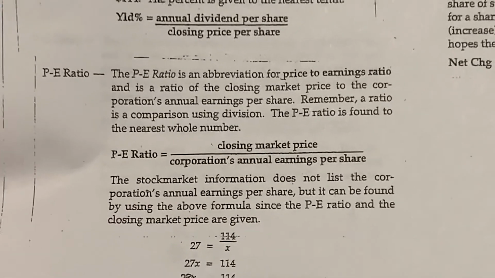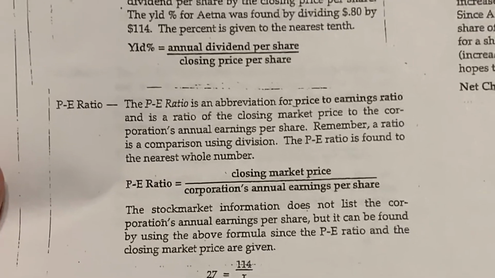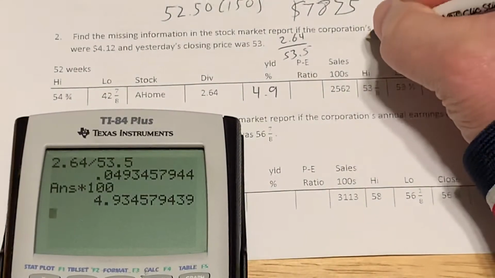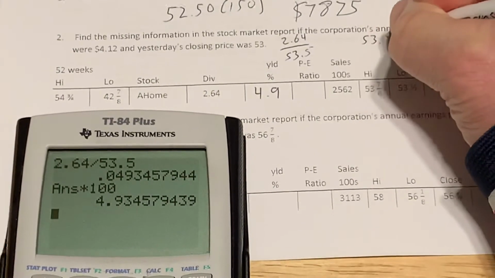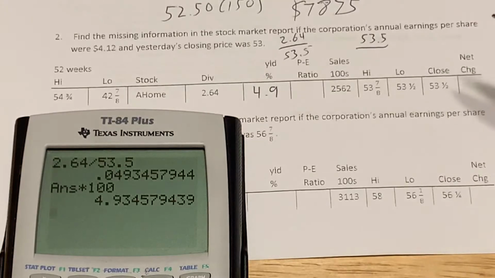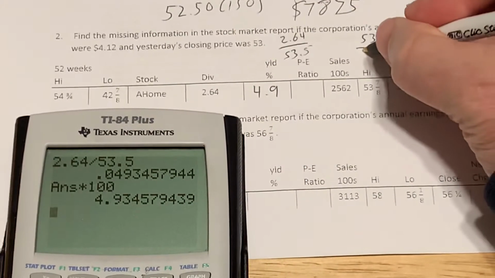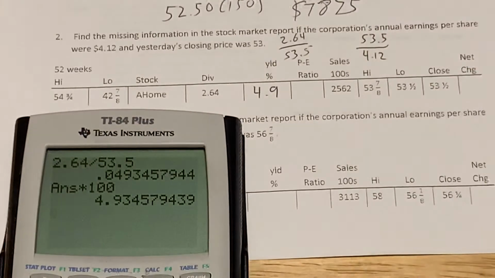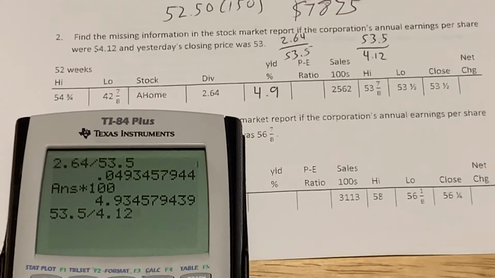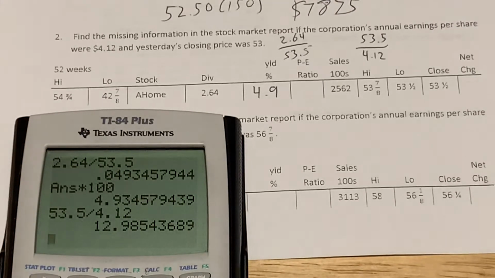The PE ratio is the closing market price, so it uses that number again, over the corporation's annual earnings per share. So the closing price we already said was 53 and a half, and the corporation's annual earnings per share they told us was $4.12. So 53.5 divided by 4.12 gives us $12.99, I would call that.